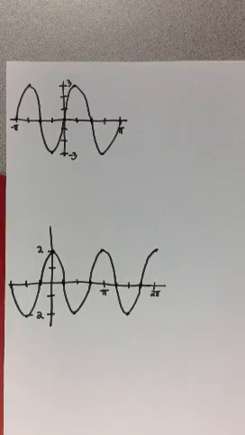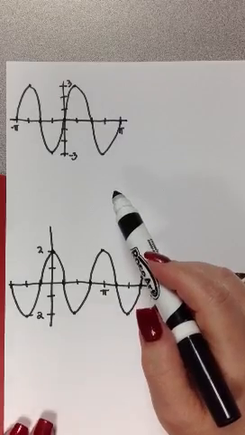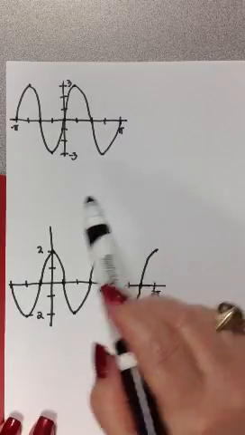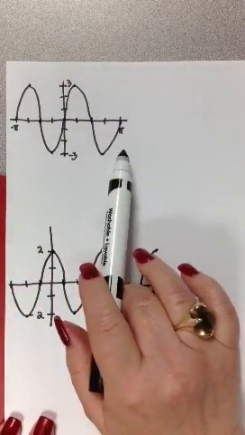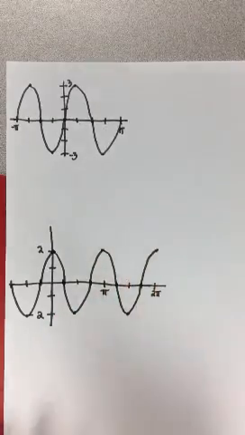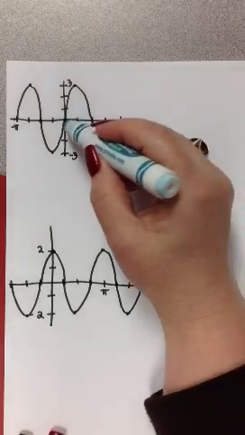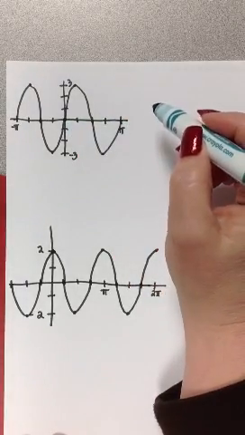Alright, on this next part they're going to give you a picture of a graph and they're going to ask you to write the equation. So to start with, as I look at this graph, the first one here, it reminds me that it's a sine graph, and I'm thinking it's a sine graph because it goes through the origin. So I'm thinking I'm going to write it as a sine graph.